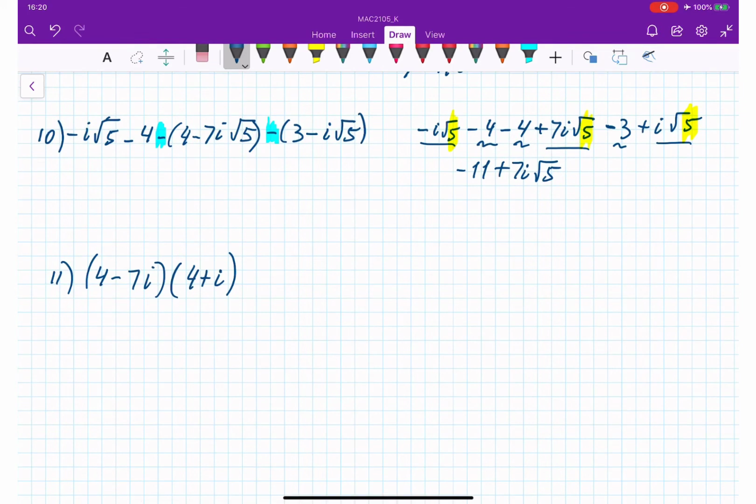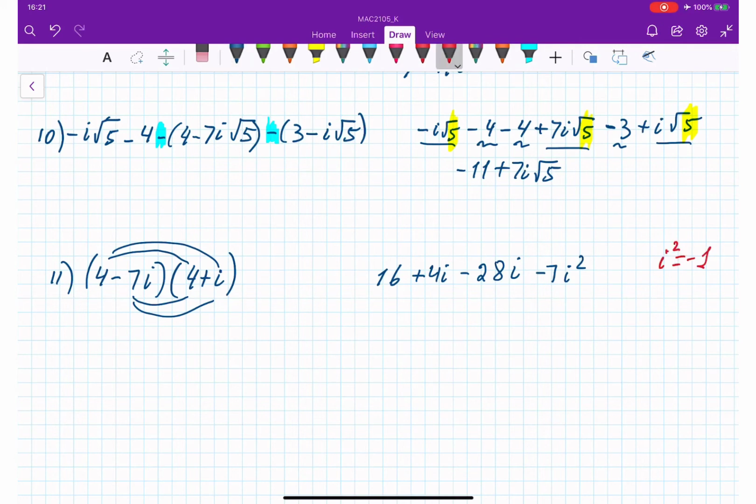So what do we get? Let's solve it. 4 times 4 is going to be 16. 4 times i is going to be 4i. Next, negative 7i times 4 is going to be negative 28i. And negative 7i times i is going to be negative 7i squared, because we have i and i squared. So remember the rule, i squared is equal to negative 1. Which means this is equal to negative 1.